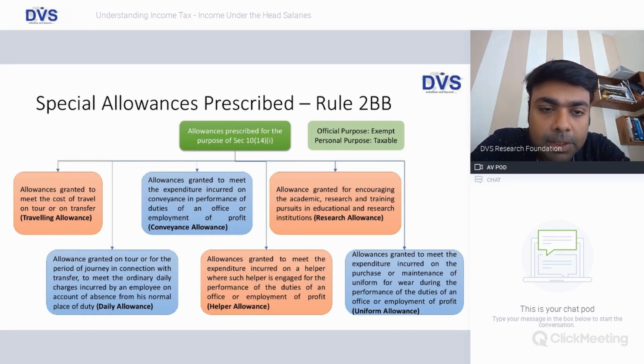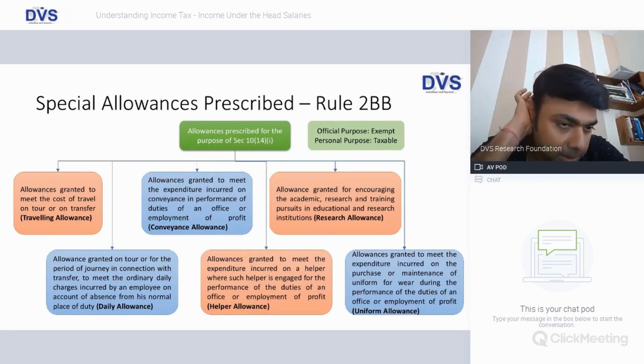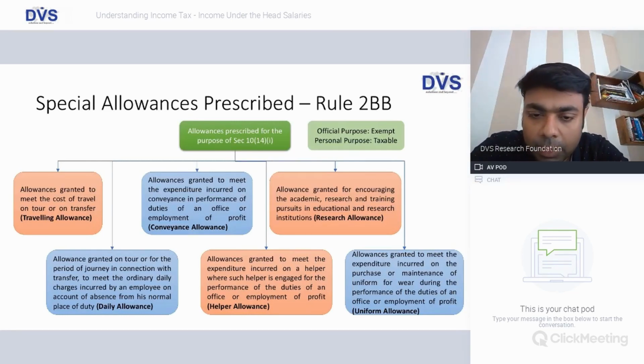Now, allowances prescribed for the purpose of 10(14)(i): for the places where you work, for the purpose of your employment, you are expected to spend certain amounts for some specific expenses. So, there is travelling allowance, which is your tour expenses, where you travel on behalf of your employer. Daily allowance when you're on tour, for your food and accommodation. Your employer pays some helper allowance, let's say you're a professor and you're allowed a helper. Uniform allowance, most of the factories have this. Research allowance, where again you're a researcher and you're given a junior for your research activities.